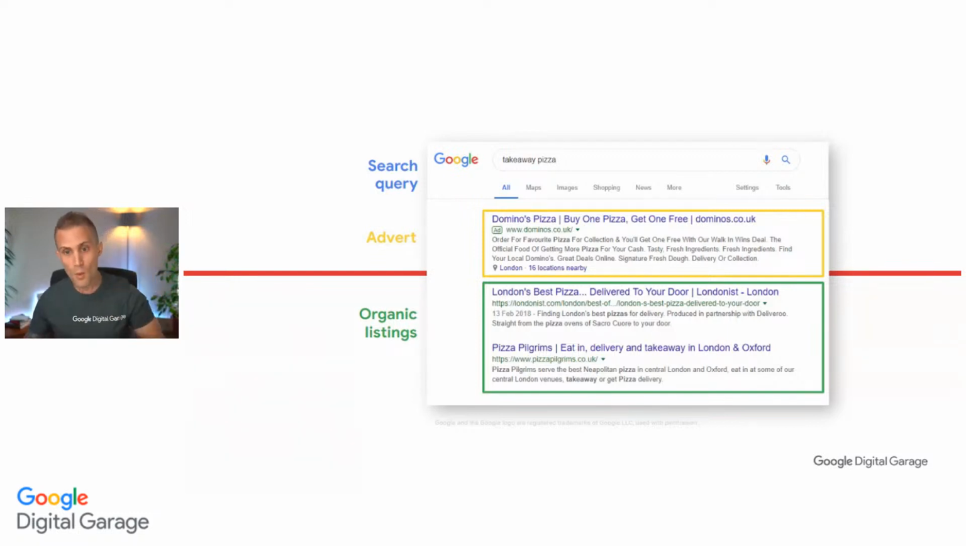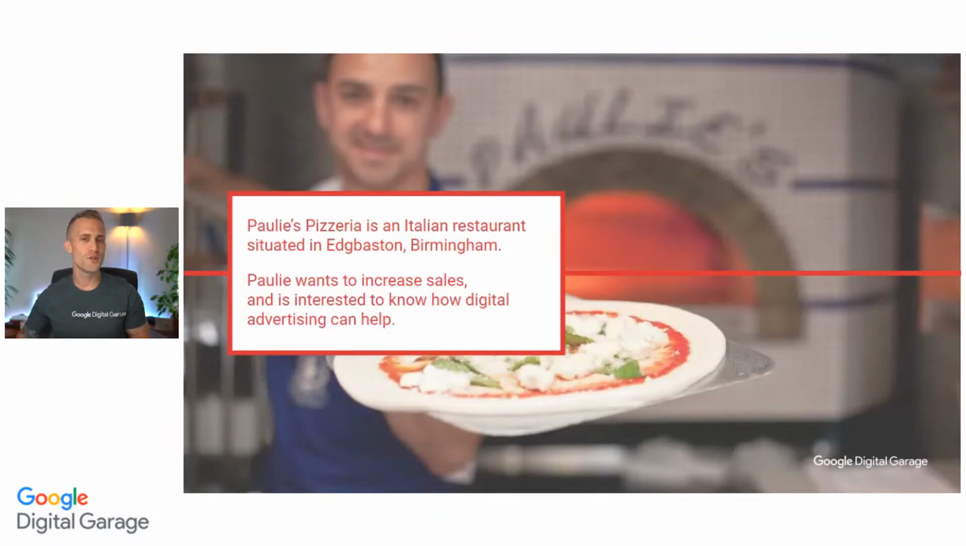So what we're going to do is I want to go ahead and jump into a little bit of an example. Now, this is probably one of the best ways we can communicate and articulate this to you. Let's jump into a wonderful story, or I suppose it's a case study, should we say. So Polaria's Pizzeria is an Italian restaurant situated in Edgbaston, Birmingham. Paulie wants to increase sales and is interested to know how digital advertising can help.